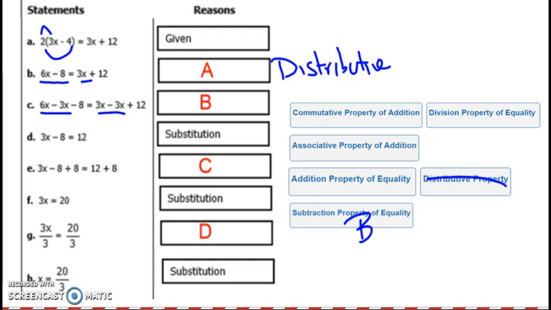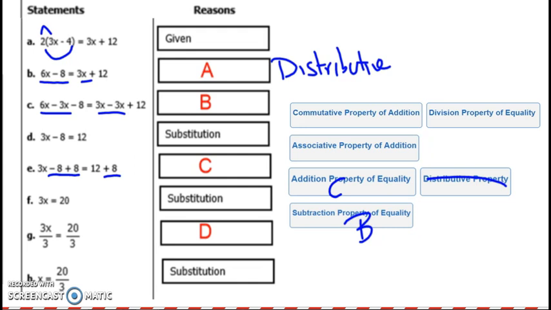We move on. How did they get from step D to step E? If I look here, I want to get rid of the minus 8 by adding 8 to both sides. If I add 8 to both sides, that would be my addition property of equality. So that's the letter C.